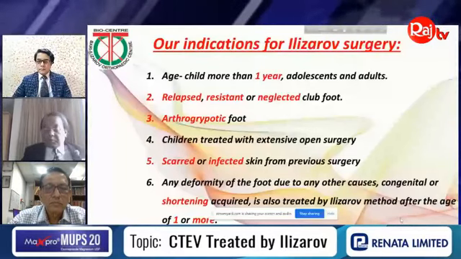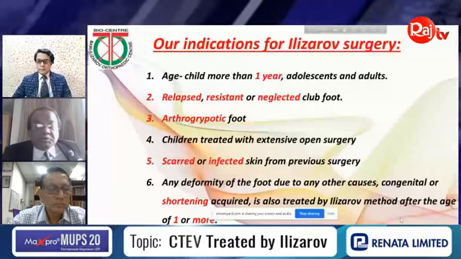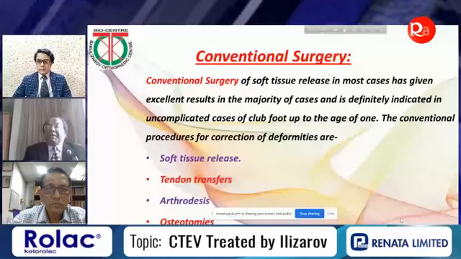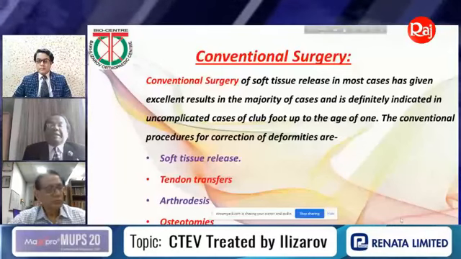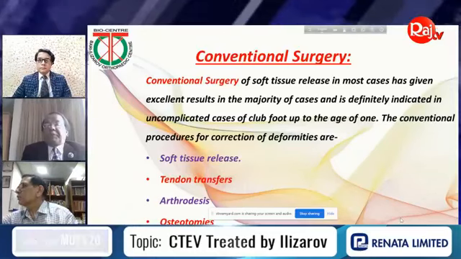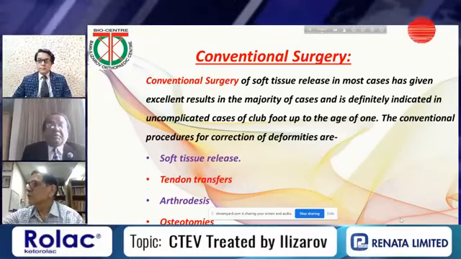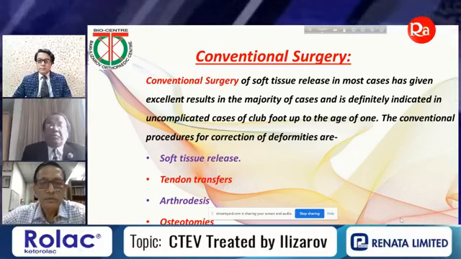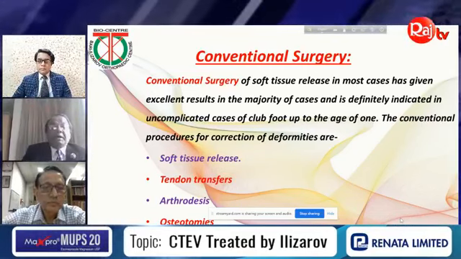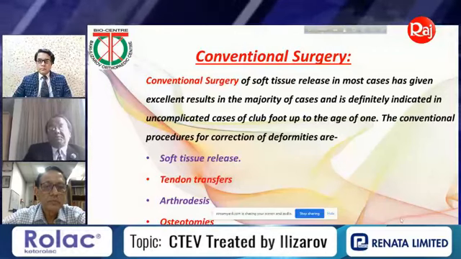Now, if you think about the conventional surgery, soft tissue release in most cases has given excellent results in the majority of cases and is definitely indicated in uncomplicated cases of clubfoot after the age of one. The conventional procedures for correction of the deformities are, number one, soft tissue release, tendon transfer, arthrodesis, and osteotomies.